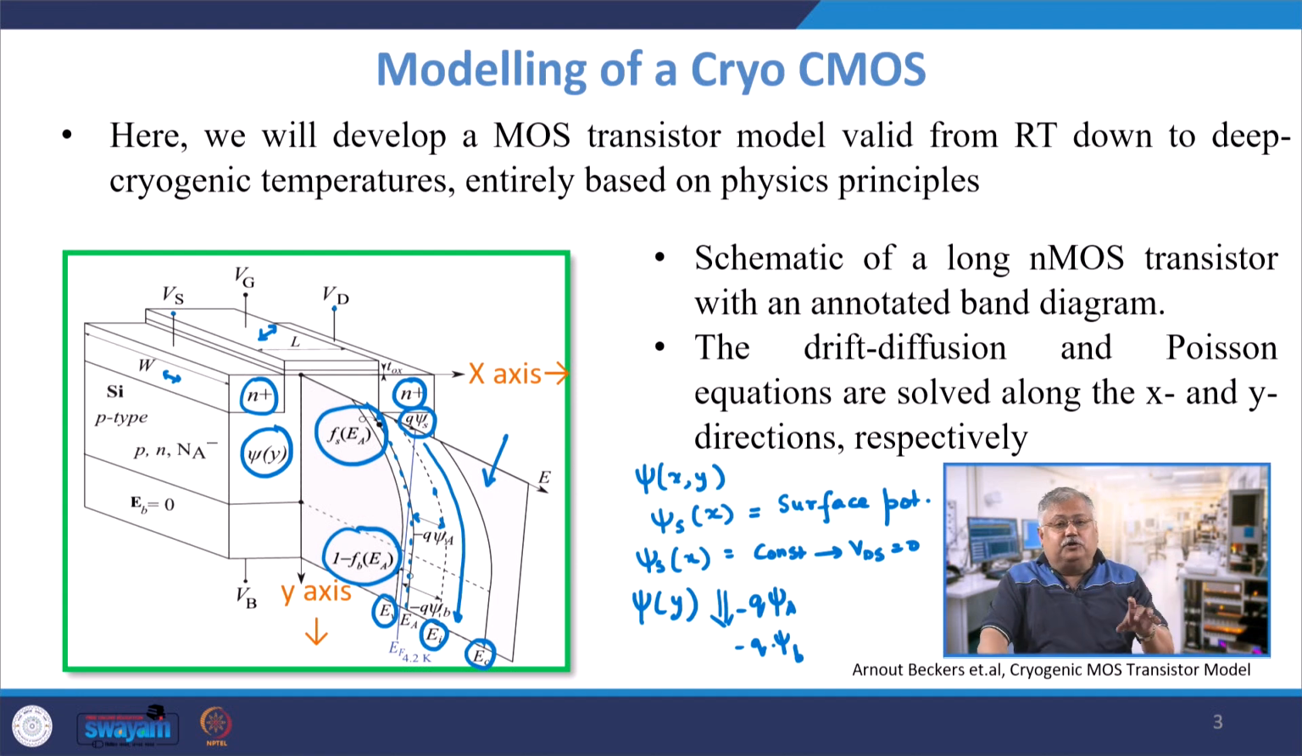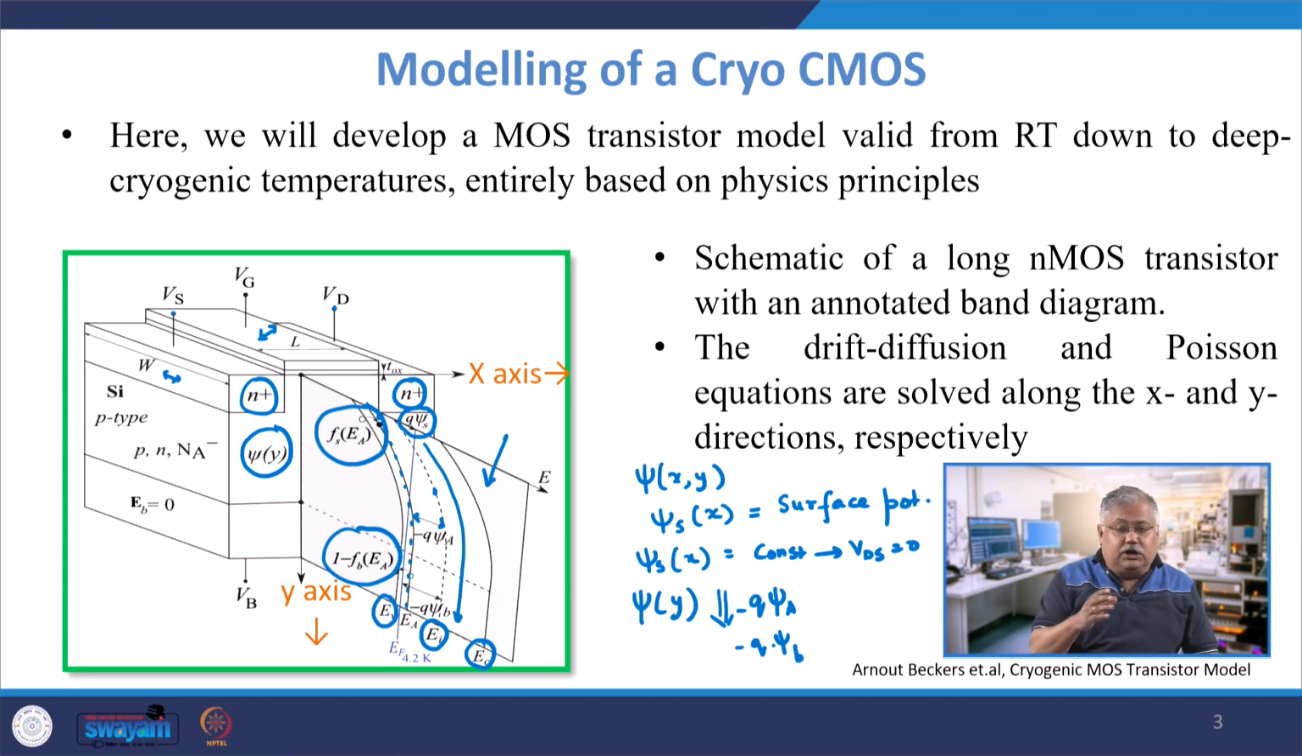So the drift diffusion model and the Poisson equations are solved in the x and y directions. What is the Poisson equation? Actually, the Poisson equation relates the electric field to a larger extent to the total amount of dopant species or the total amount of charged particles available. That is what the Poisson equation is.